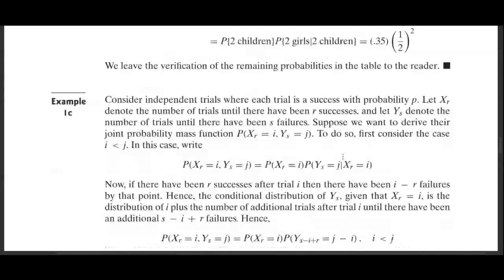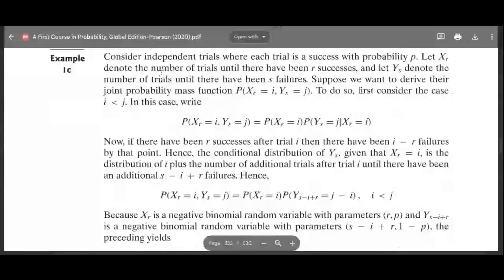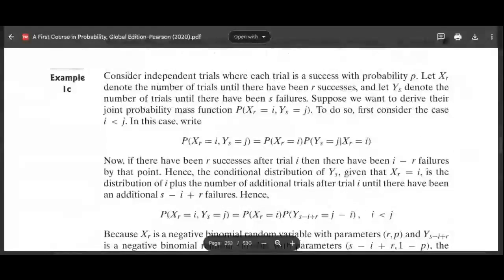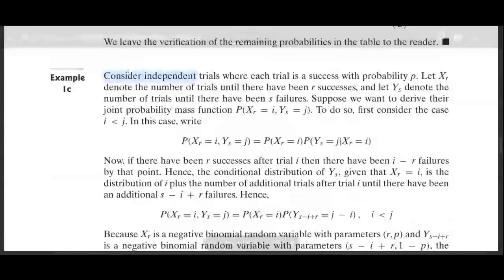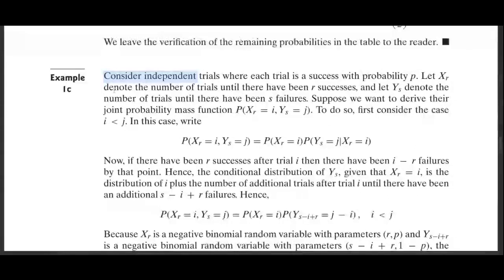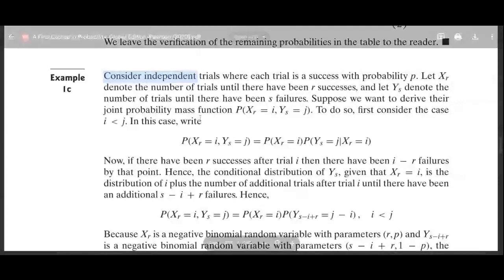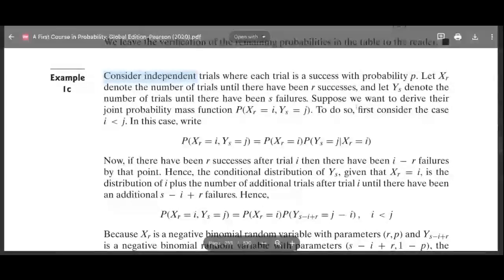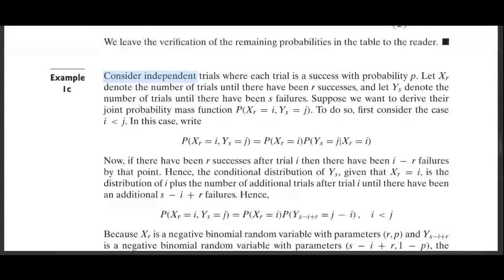Let's see the third example. Consider independent trials, where each trial is a success with probability p. Let X_r denote the number of trials until there have been r successes, and let Y_s denote the number of trials until there have been s failures. Suppose we want to derive their joint probability mass function, P(X_r = i, Y_s = j). To do so, first consider the case i less than j.